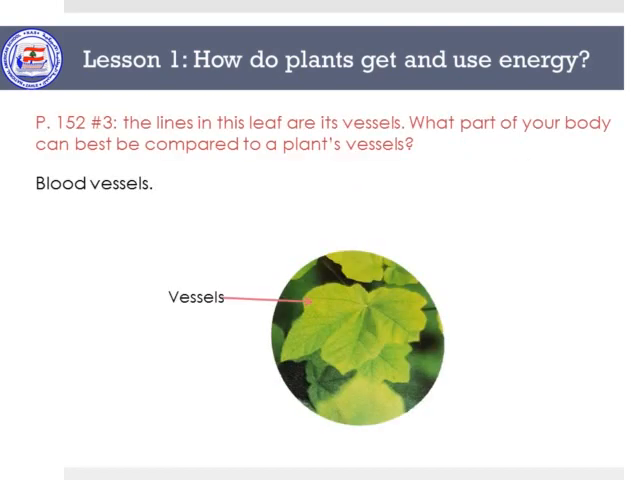Now let's solve exercises on your books, page 152, number 3. The lines in this leaf are its vessels. You can see the lines on the picture that I inserted in this slide. What part of your body can best be compared to a plant's vessels? So as we said, the vessels or the veins of the plant, they carry water and food throughout the plant. In our body, we have tubes or vessels that have the same function, but instead of carrying water, they carry blood. These tubes are called blood vessels.